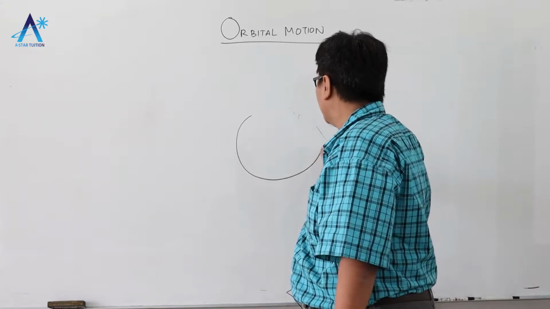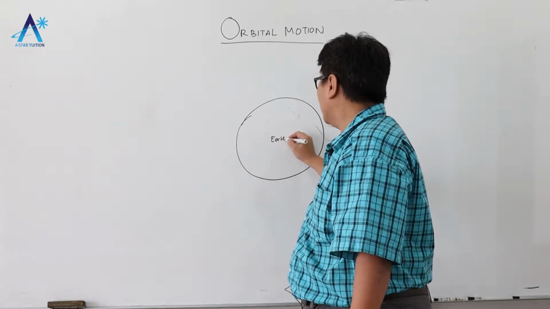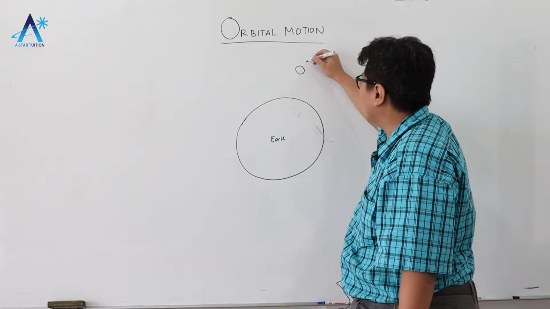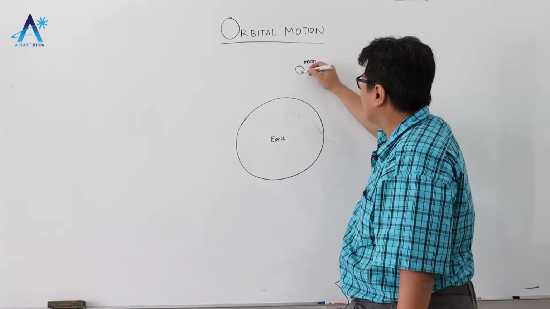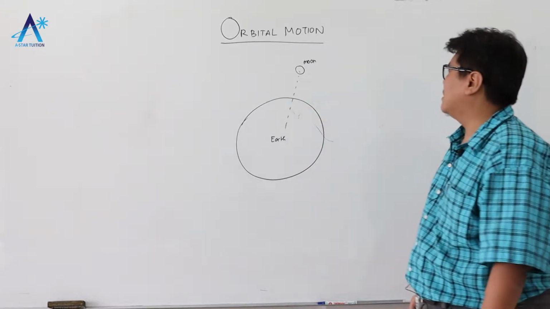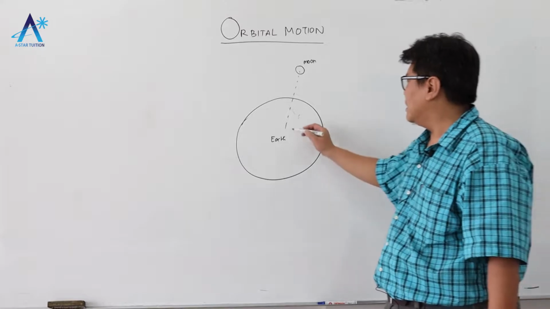Now, let's say that this is the Earth, and orbiting around the Earth is the moon. Like you have a moon over here, like that. And let's say that the distance between the center of the moon and the center of Earth is equal to r.